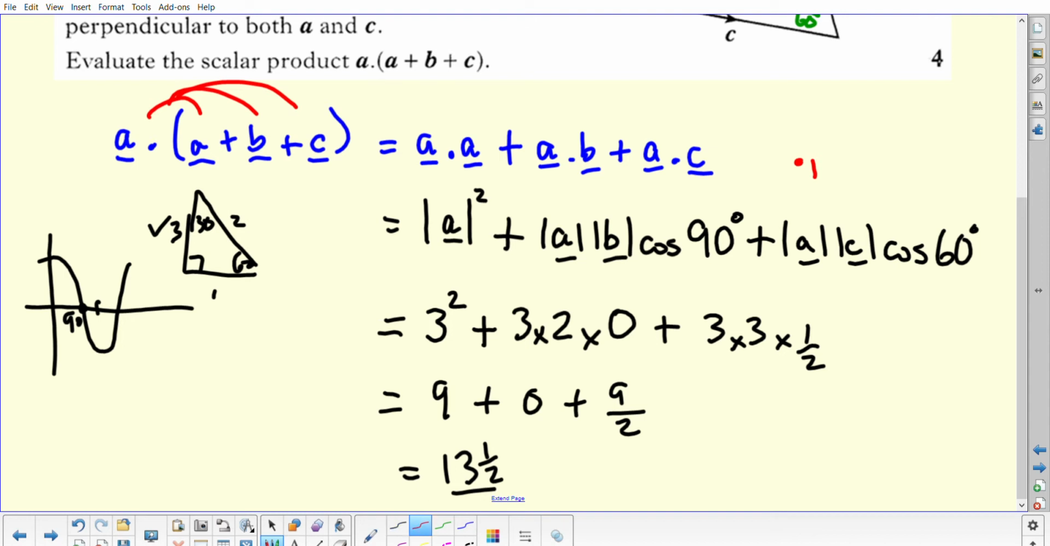The other marks awarded in this piece of work is that you get a mark for the 3 squared, the A squared bit. That's really like your second mark. Your third mark is for the magnitude of AC, so this one here. And your fourth mark is really for the final answer, together with the 0 as well for the A dot B. So that's how you'd earn yourself 4 marks in that particular question.